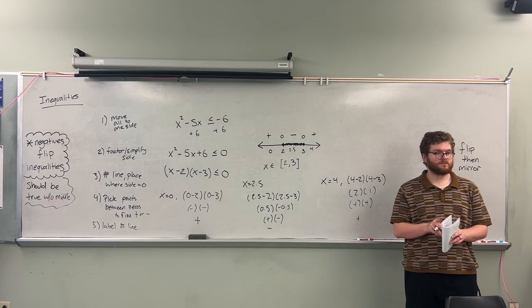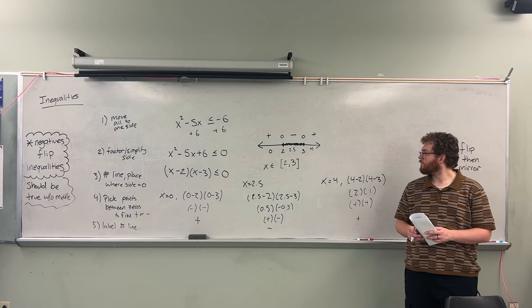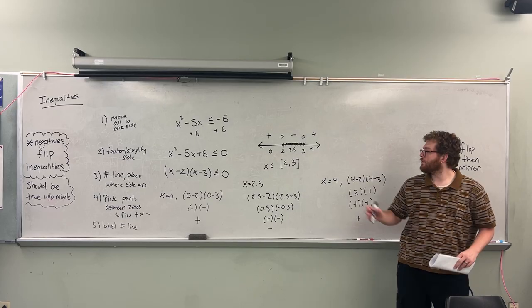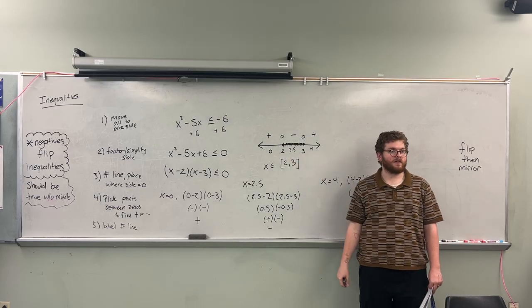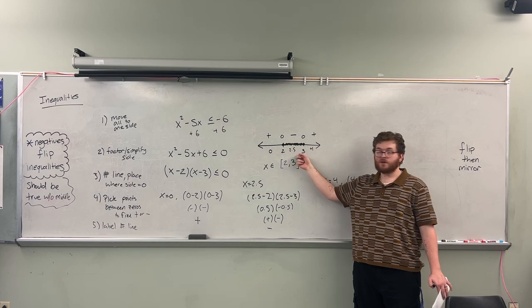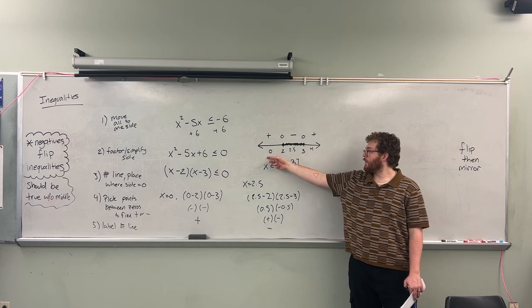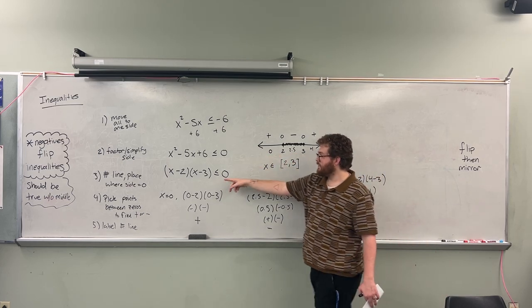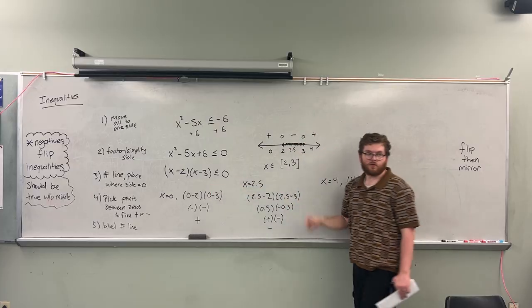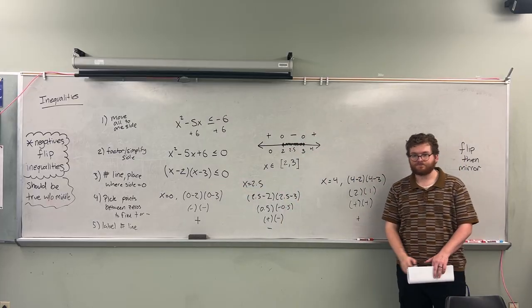Yes? Where did you get the 2.5 from? Was that just random numbers? I just picked random numbers that were on the opposite sides of these values. 2.5 was the first number I thought of between 2 and 3. I picked 0 here because it's pretty easy to plug 0 into this. And I picked 4 because it was the first number I thought of after 3.